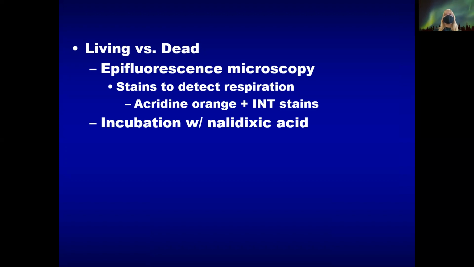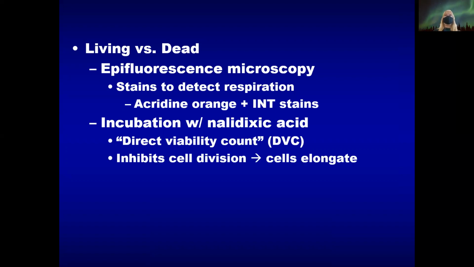Here's another one, which is, in my opinion, rather difficult, but it's a little older method. You can incubate your sample with nalidixic acid, and they gave it the term the direct viability count because you do it under the microscope. You don't try to grow things up on a Petri plate. And so you take your sample and you bathe it in this nalidixic acid, and then you let it sit for a little while, and then you look at that under the microscope.